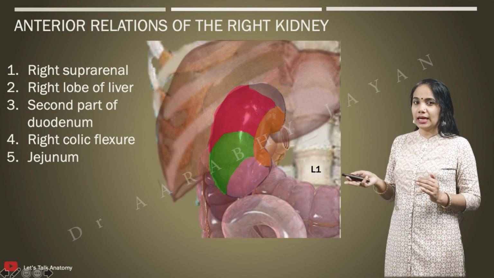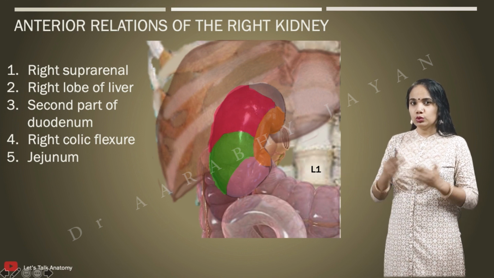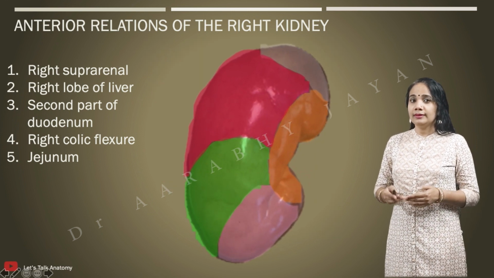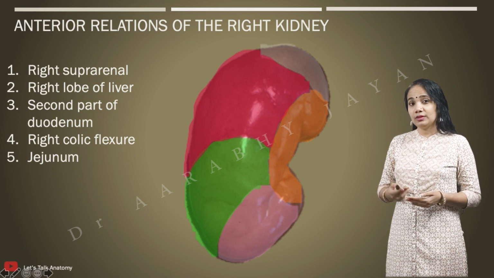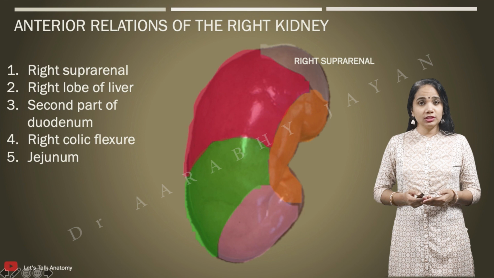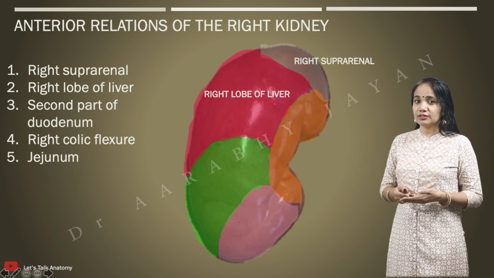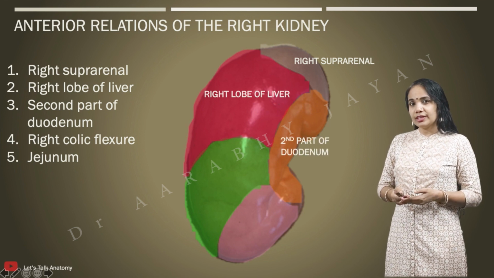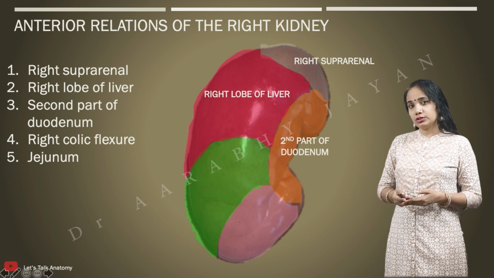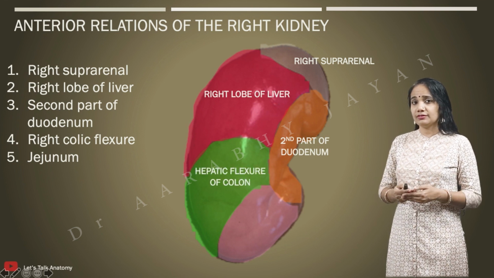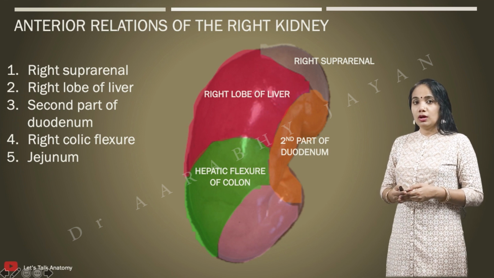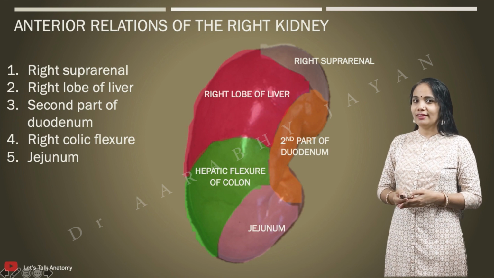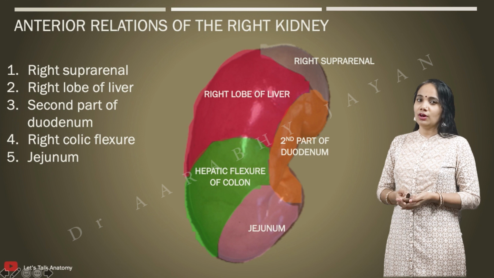We have given them these colors, and let's zoom in and then try to identify them. Alright, so this is the picture that we see in our textbook. We'll place each of these organs and name the areas. So the superior pole is related to the right suprarenal. The major part of the anterior surface, the upper half of the anterior surface of the kidney, we have the right lobe of the liver. Along the hilum, we have the C loop, or the second part of the duodenum. In the lower part of the anterior surface, we have the hepatic flexure of the colon, and then in the lower pole we have the jejunum. So there you have the anterior relations of the right kidney.